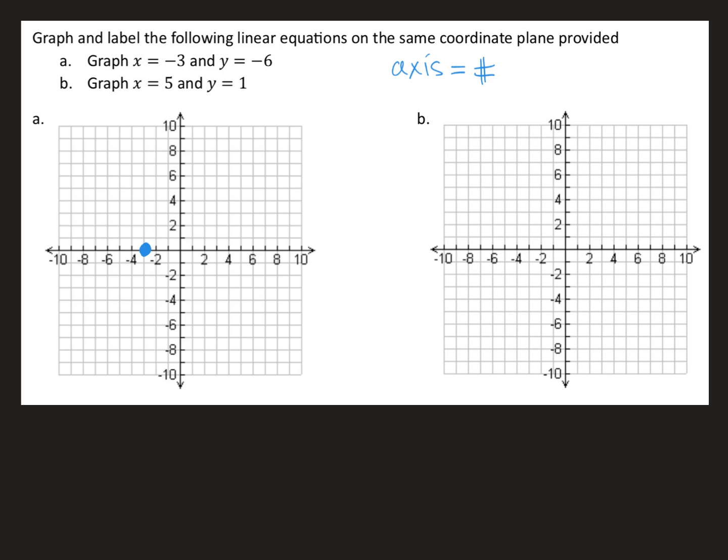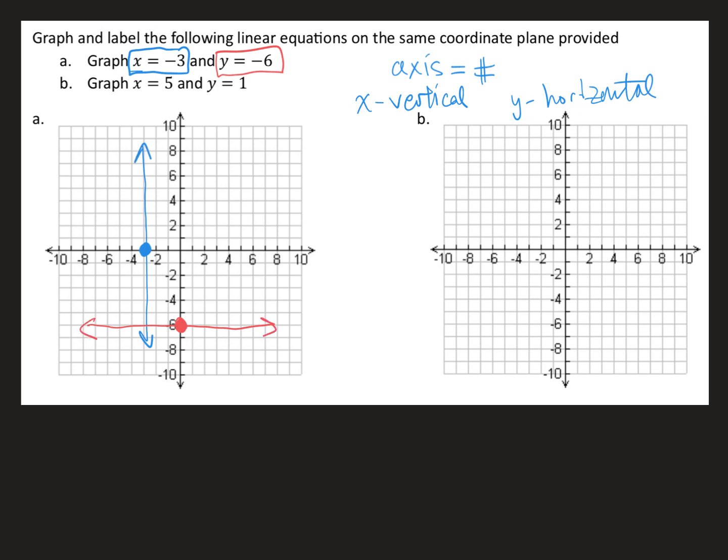And then it's remembering that x lines are vertical and y lines are horizontal. So since this is an x line, it will be vertical. And to show you really quickly the y line, y equals negative 6. That means we find that number negative 6 on the y-axis, like this down here, and y lines are horizontal.